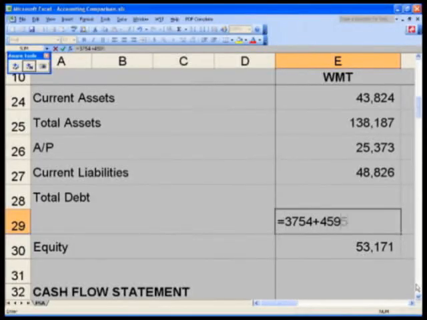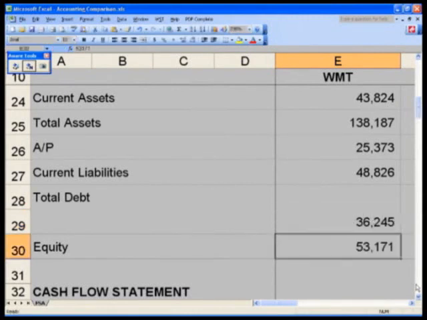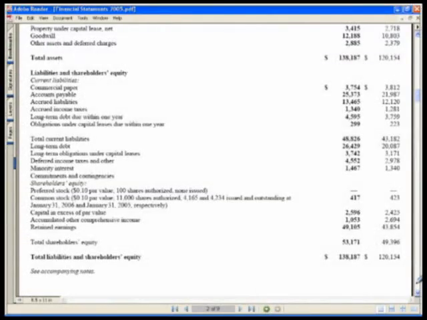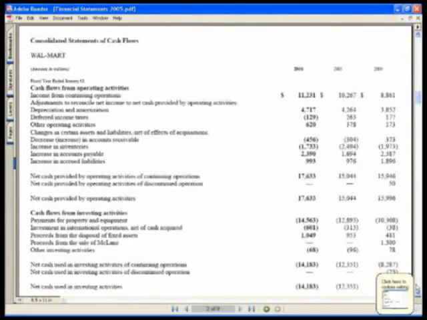3754 was commercial paper, plus 4595, plus 26429, plus 1467. The total debt that I want you to make sure you have included is 36,245. Now, let's go ahead and flip to our cash flow statement. Our cash flow statement says the following.